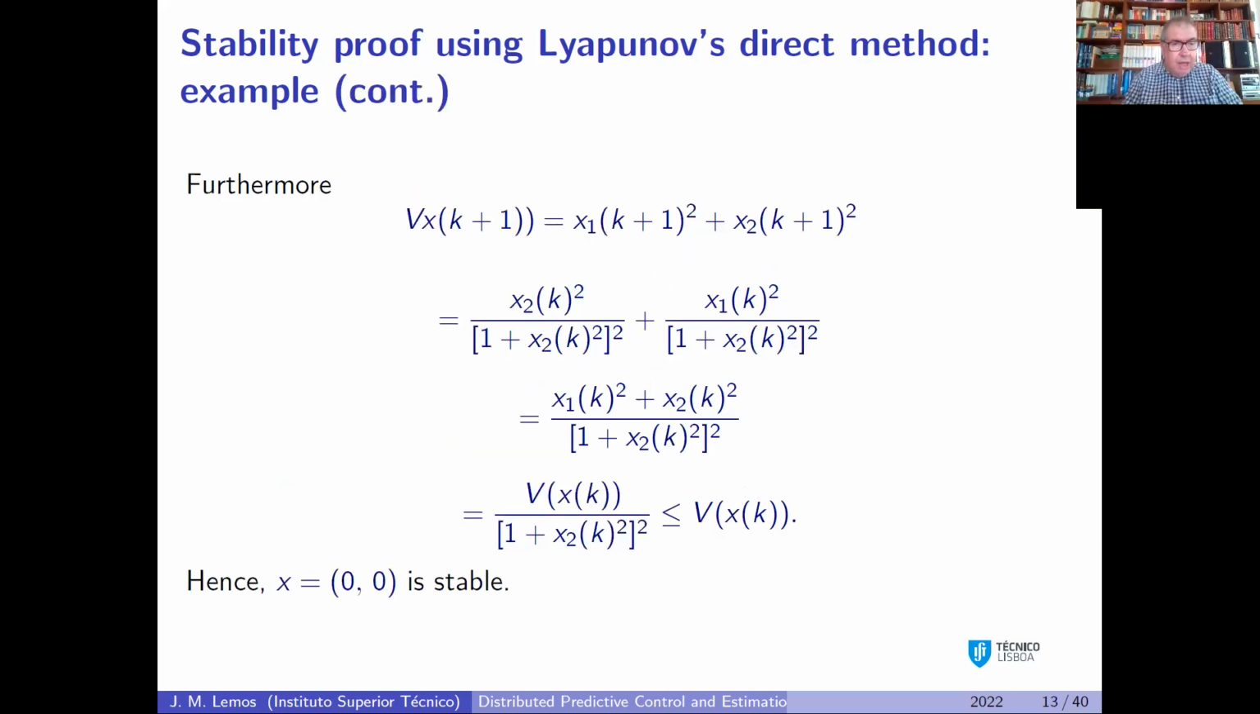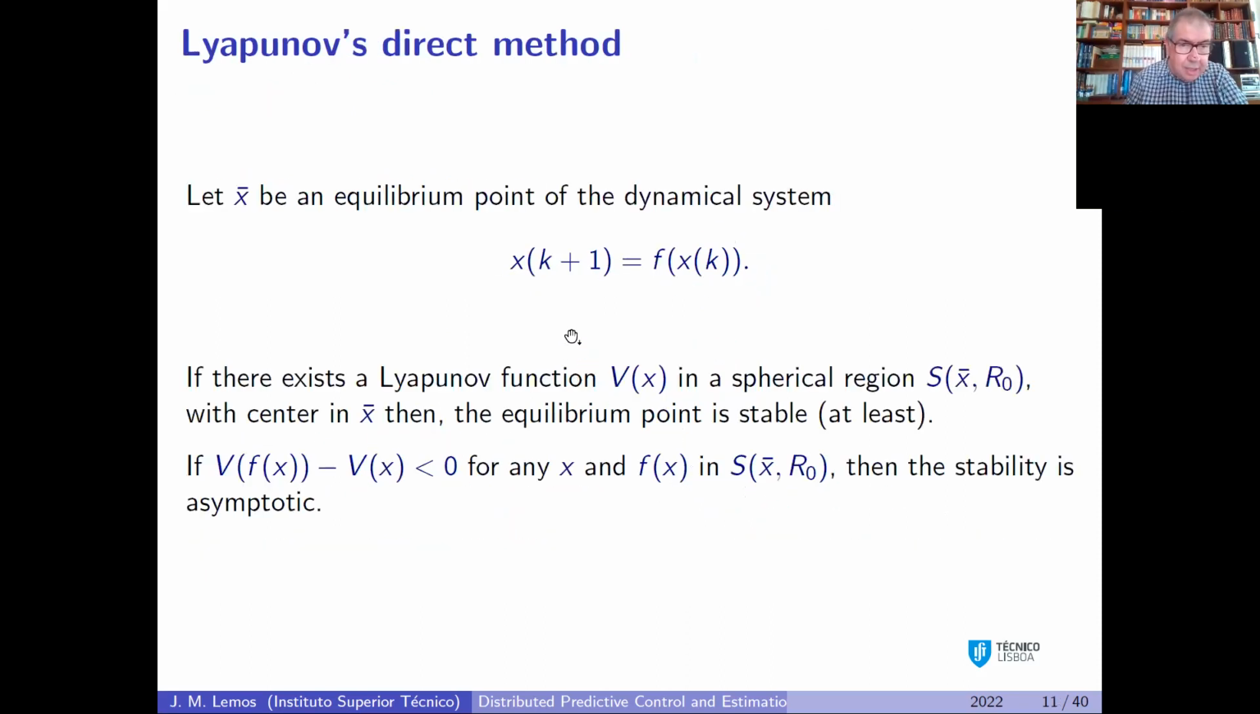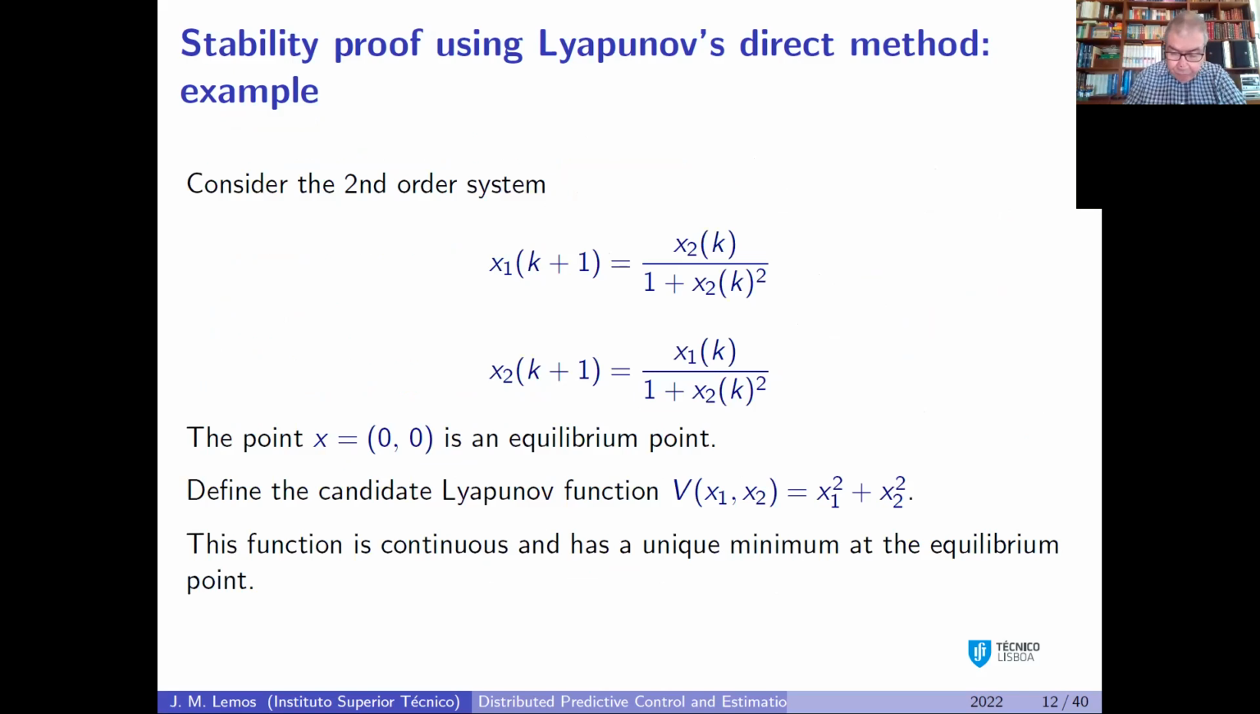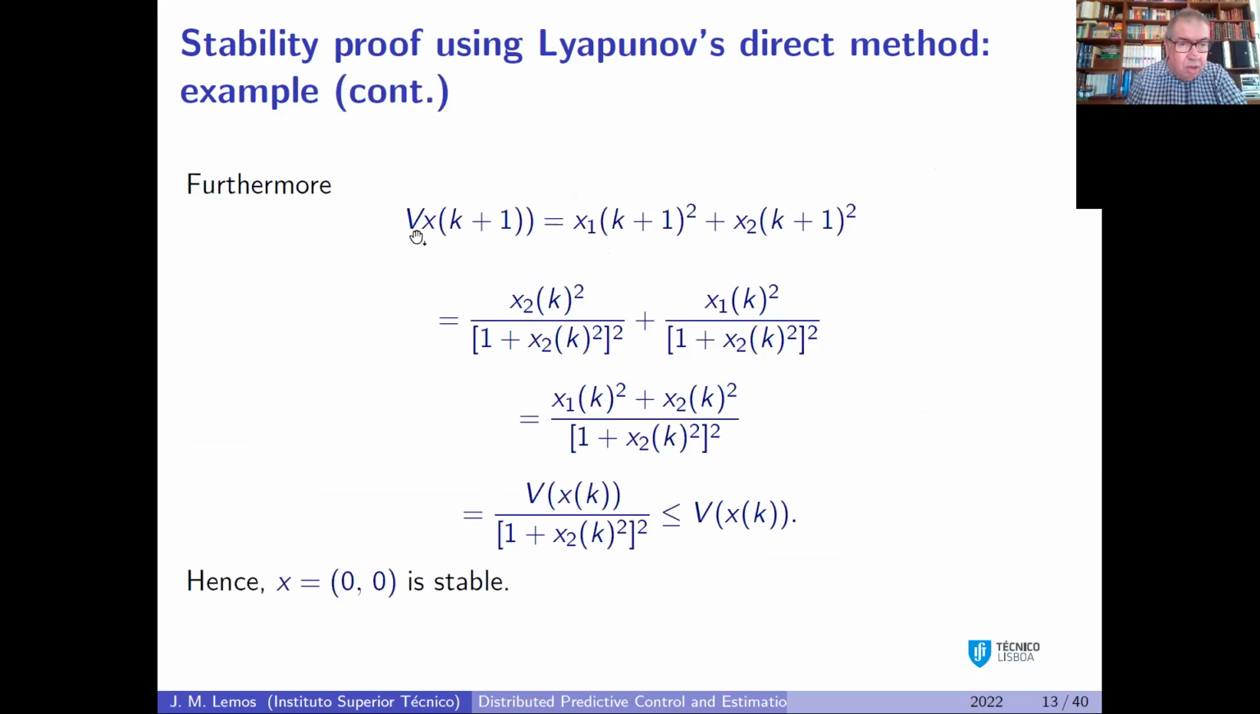So let's now test the difference. We must check this property, that V of f of x(k) minus V of x(k) is smaller or equal to 0, to conclude stability. So compute V of x(k+1). Again, I found here a typo. There is a curl here missing. Falta aqui parênteses.